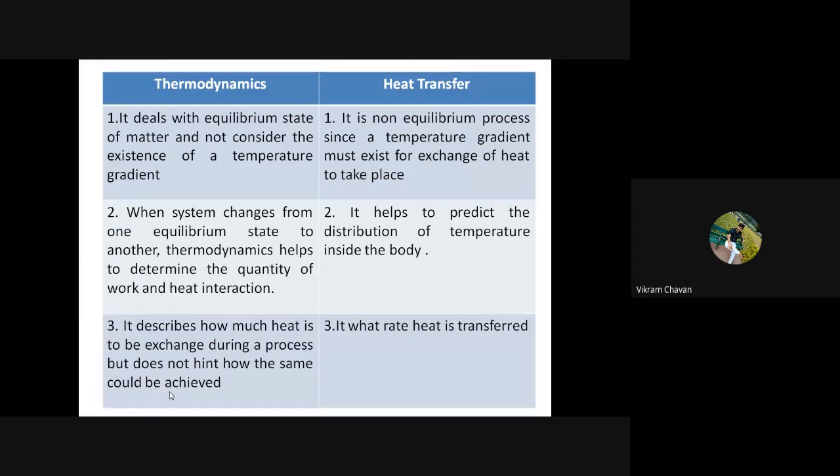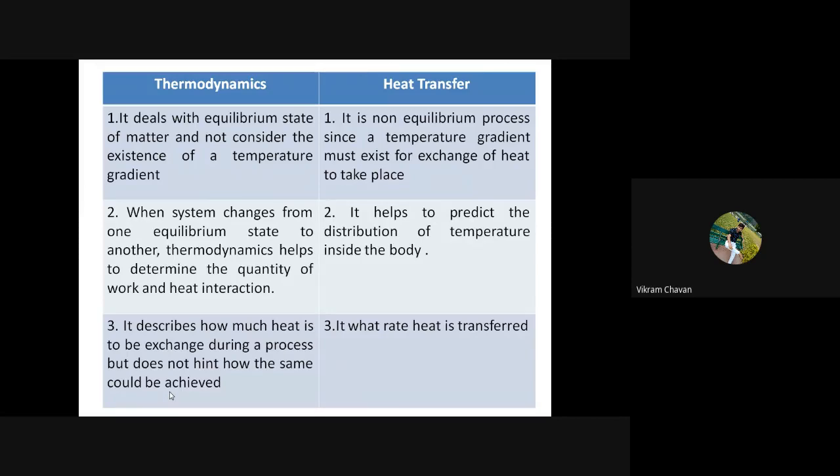Whereas in heat transfer, third point: it provides at what rate heat is transferred.